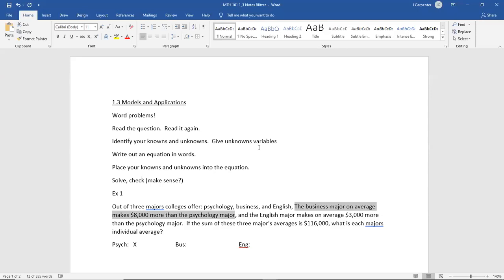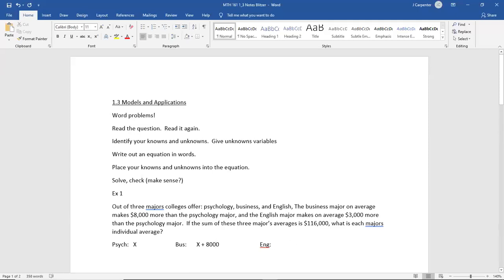That statement I just made, we're going to take the psych major and we're going to add 8 grand to it, and that'll give us the business. So the business major is going to be X plus 8,000 because X represents the psych major. And what some people might do is even write psych plus 8,000 here, and then in the next step, inject the X into it. That would just be a longer version of the same thing.